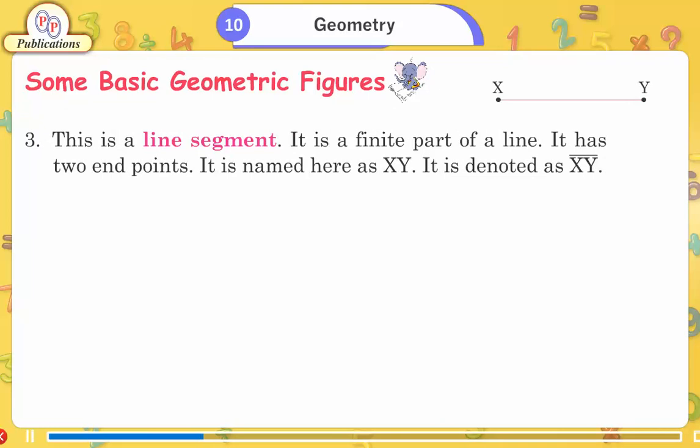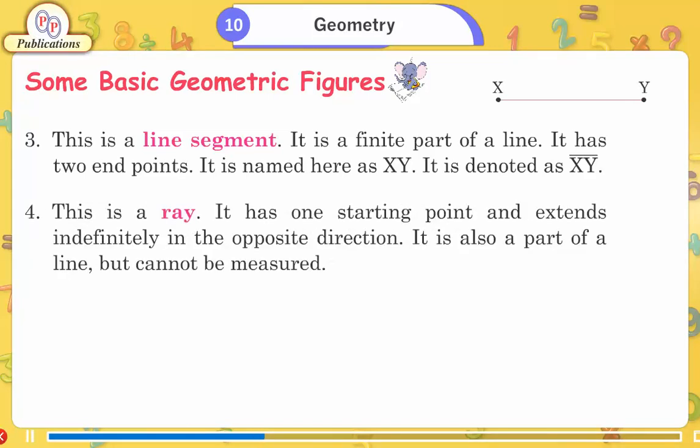3. This is a line segment. It is a finite part of a line. It has two endpoints. It is named here as XY. It is denoted as XY.